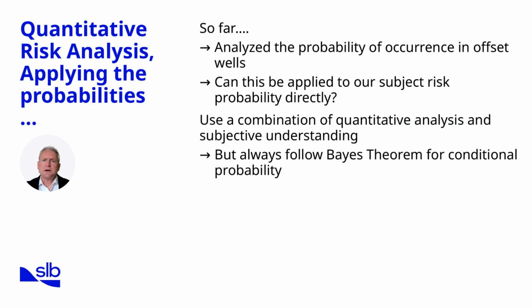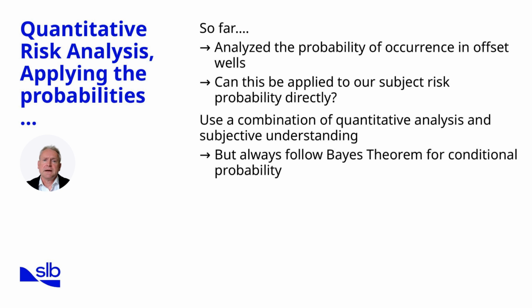Up to this point, we have analysed probabilities in offset wells and considered spatial distribution of risks. The question now is, can we directly apply these values to our subject well? The answer is not straightforward. While offset data is extremely useful, it cannot always be transferred directly. This is where judgment, context, and conditional probability come into play.